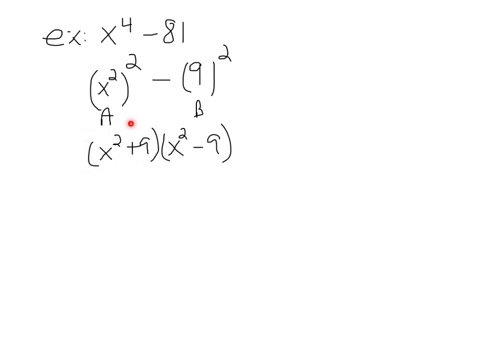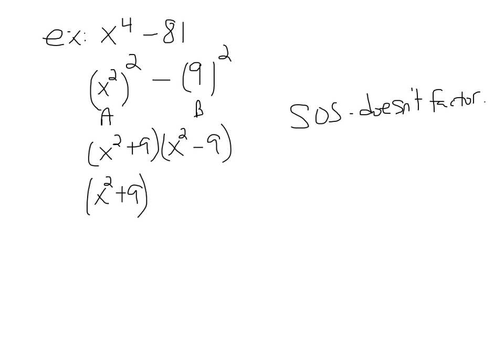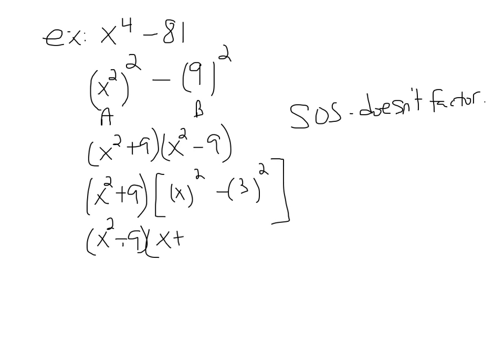This one's a sum of squares, and a sum of squares, which we'll call an SOS, doesn't factor. You can't factor x squared plus 9, but we can continue factoring x squared minus 9. So we will bring down the x squared plus 9 because we can't do anything with it, and then we'll show that this second binomial is a DOS. We're squaring x, and we're squaring 3, and so this one factors into x plus 3 times x minus 3.